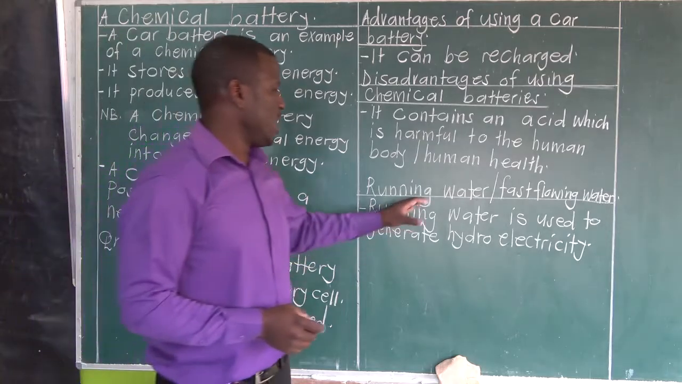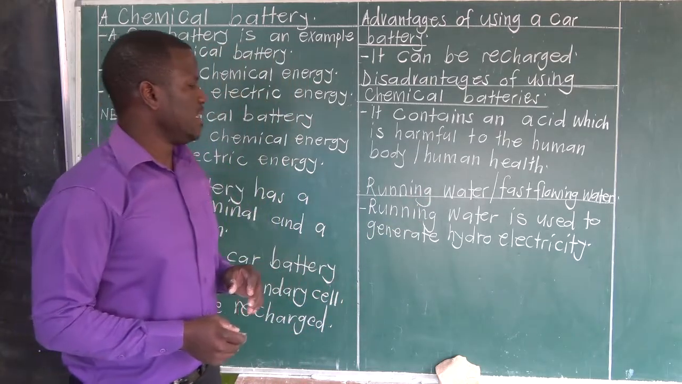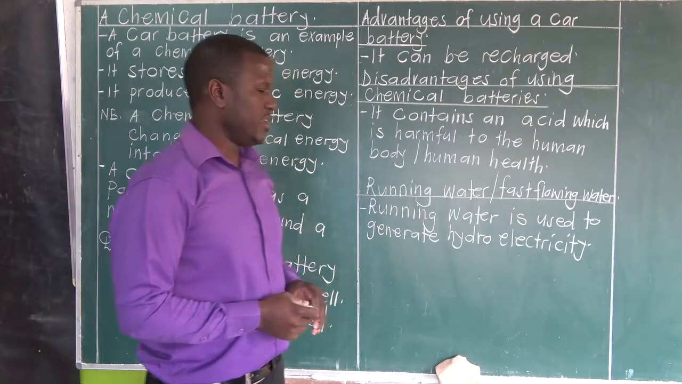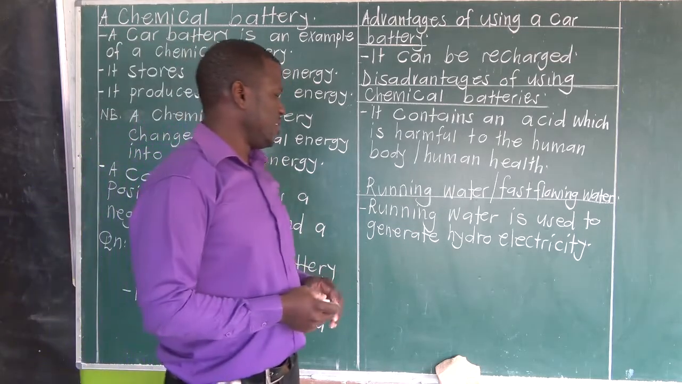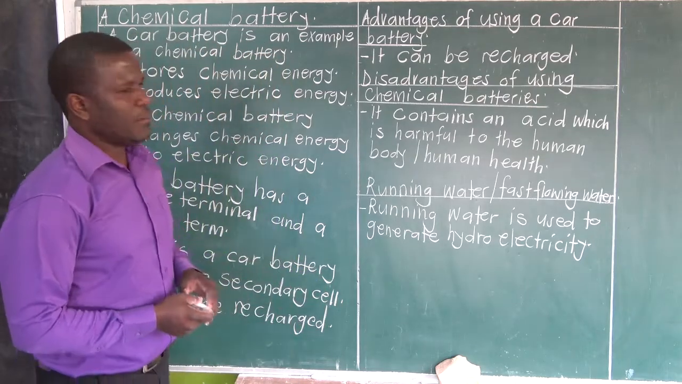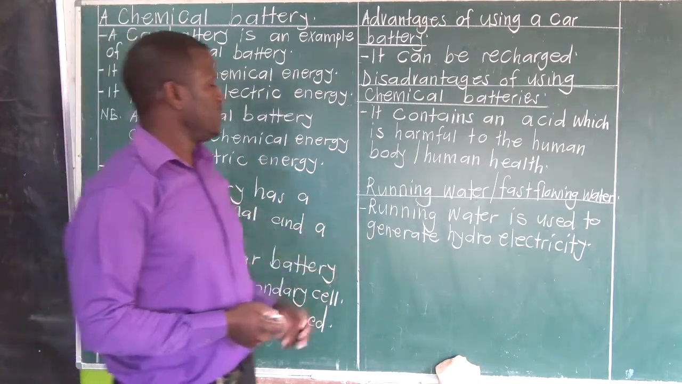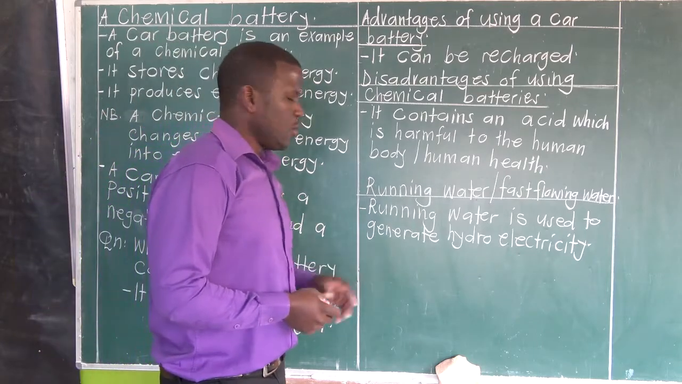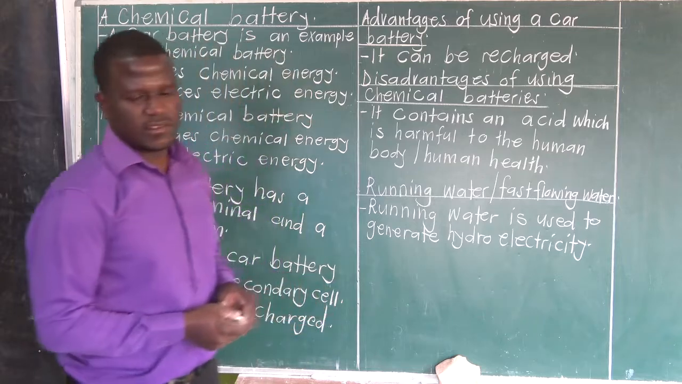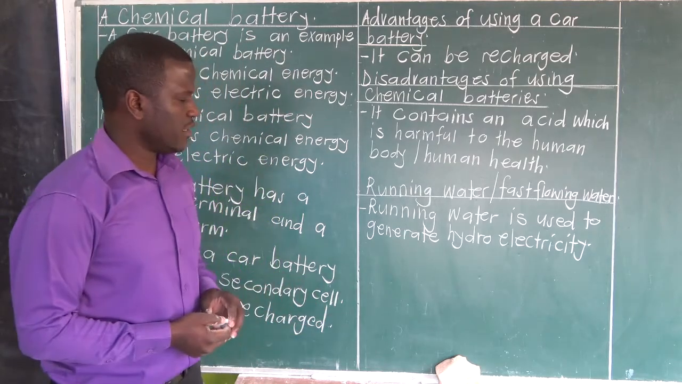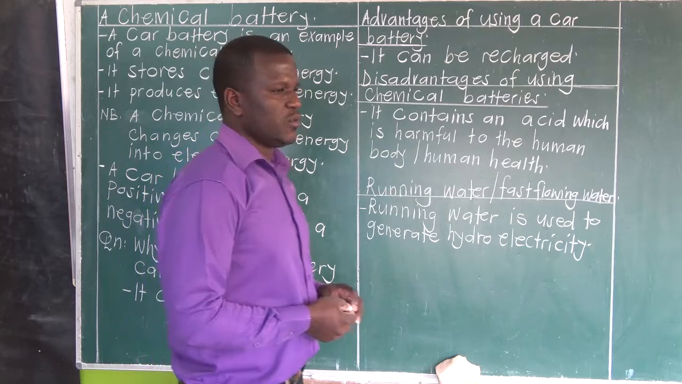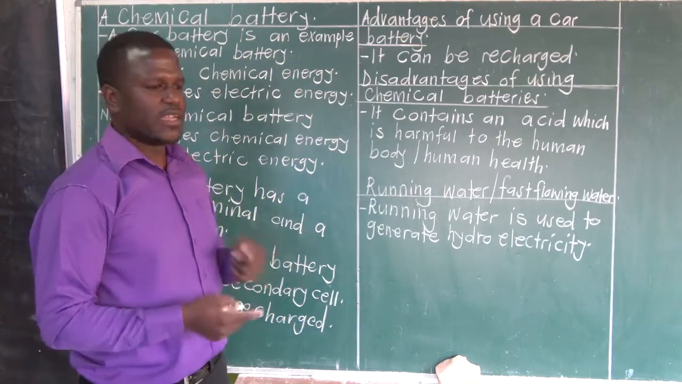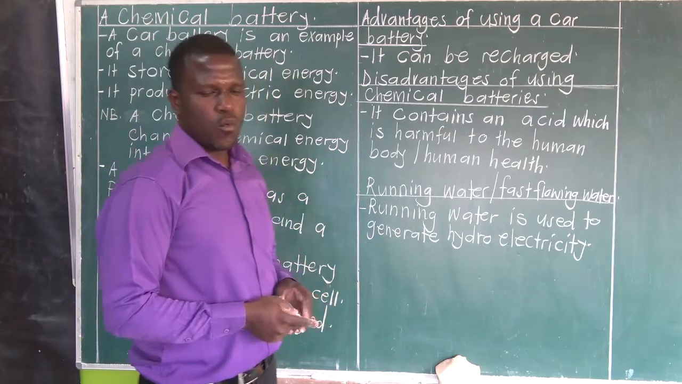Now, this fast flowing water, how does it generate electricity? It turns turbines which are connected to a generator, and electricity is produced. Turbines are machines that are made to turn by fast flowing water. If you go to Owen Falls in Jinja, you'll be able to see the turbines where electricity is generated. These turbines are connected to generators that help to produce electricity. What makes these turbines turn is fast flowing water.